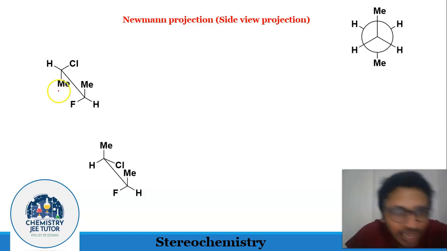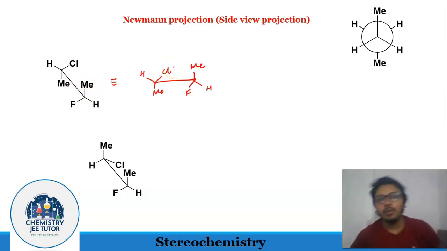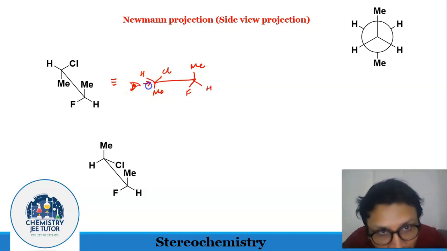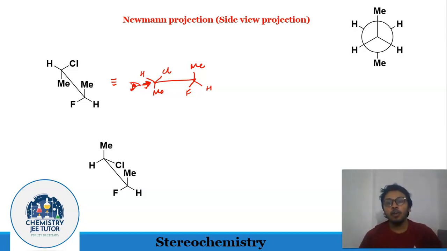Why is it known as a side view projection? This is our molecule. This is the same as this. So when we draw a Newman projection, we keep our eyes at the sides, and we look through this side. Okay, we look from here. So in order to draw a Newman projection from a Sawhorse projection, we keep our eyes at the sides of the Sawhorse projection, and we try to draw the Newman projection from there.